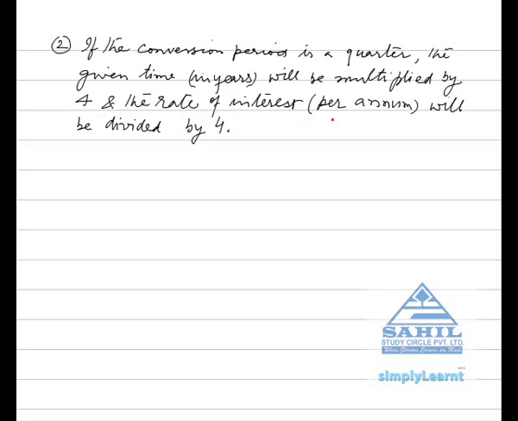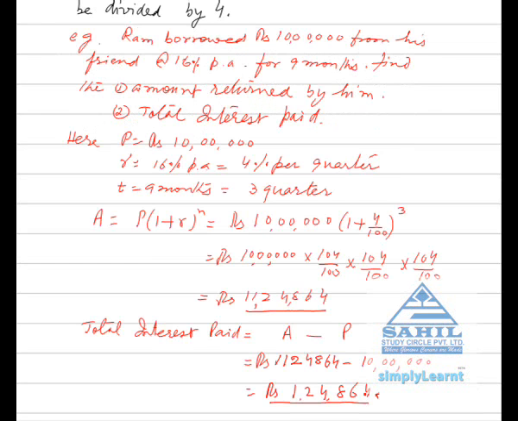Number 2. If the conversion period is a quarter, the given time in years will be multiplied by 4 and the rate of interest per annum will be divided by 4. For example, Ram borrowed rupees 10 lakhs from his friend at the rate of 16% per annum for 9 months. Find number 1, the amount returned by him, number 2, total interest paid.